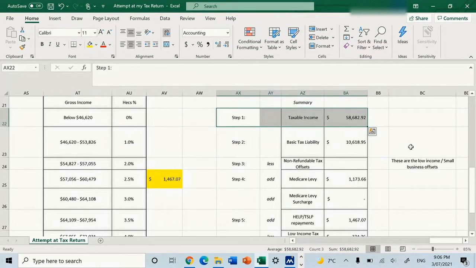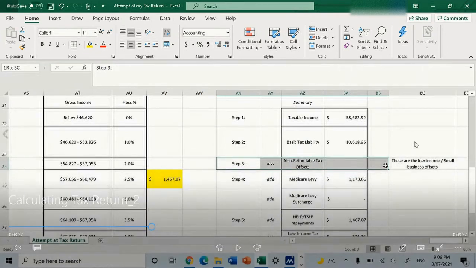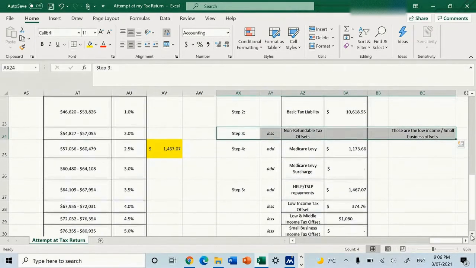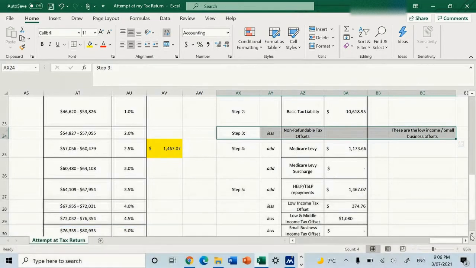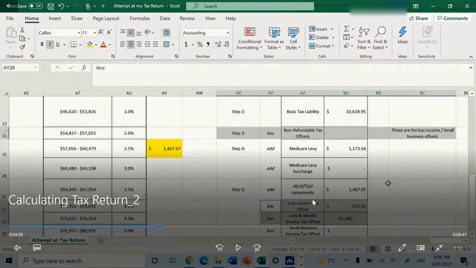So step one, you've got your taxable income, and then you calculate your basic tax liability. Your non-refundable tax offsets are calculated a bit further down in the column. I'm not sure why the formula's here and then it's also down there. It's probably some error I made, but oh well. Add Medicare levy, obviously 2%. Medicare levy surcharge, that's 1.5% if you earn over $90,000 as an individual or $180,000 as a couple. Not applicable to me. HELP loan repayment, applicable to me.